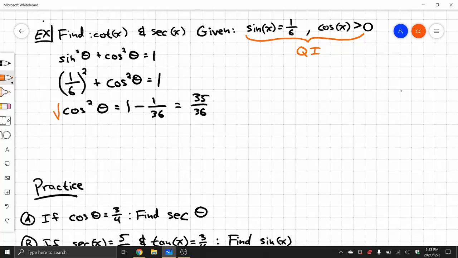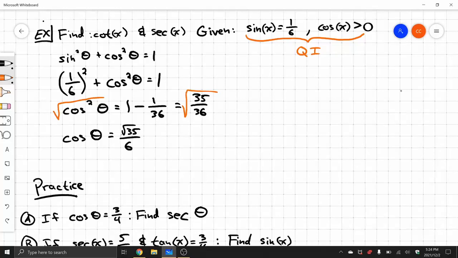Now I can go ahead and take the square root of both my sides, because I'm looking for the cosine. Again, I'm given the cosine is greater than 0, so I know I only have to take the positive radical here. And I get cosine of theta is equal to the square root of 35 over 6.